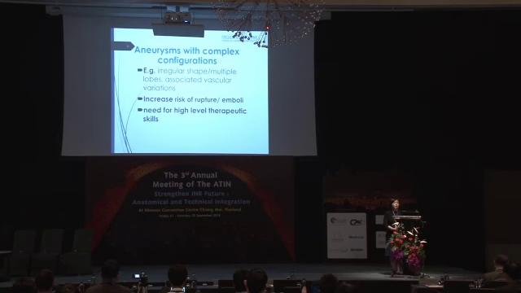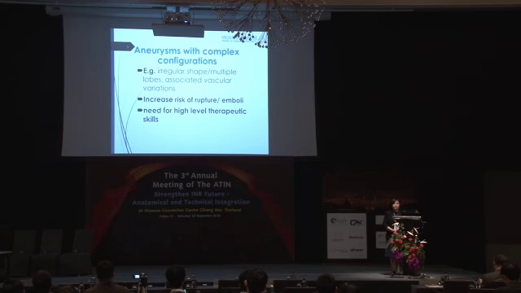Let's start with talking about aneurysms with complex configurations. The complex configurations are defined as irregular shapes, multiple lobes, or association with vascular variations. These aneurysms increase the risk of rupture or emboli and also need high-level therapeutic skills.